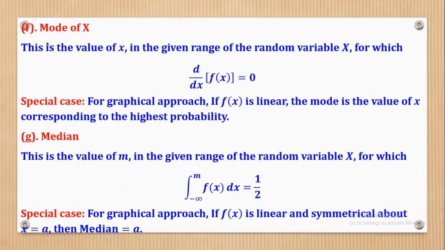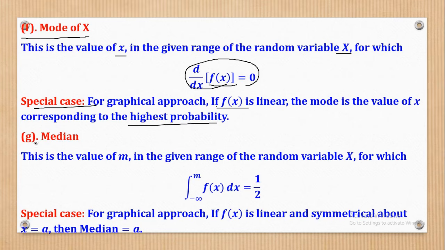So now we shall go to the next part, which is the mode of x. So this is the value of x in the given range of the random variable x for which the derivative of the function is equal to 0. The special case is that if f(x) is linear, then the mode can be got by graphical method, and it will be the value of x corresponding to the highest probability on the graph.